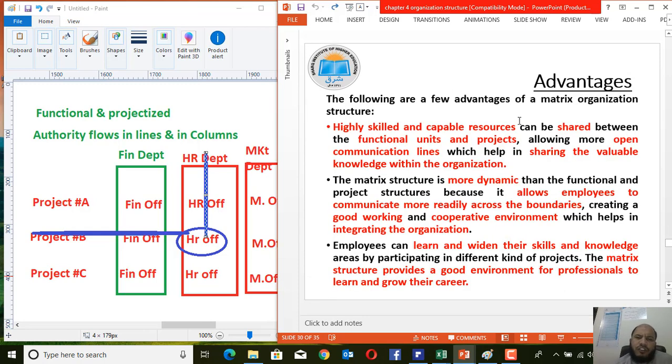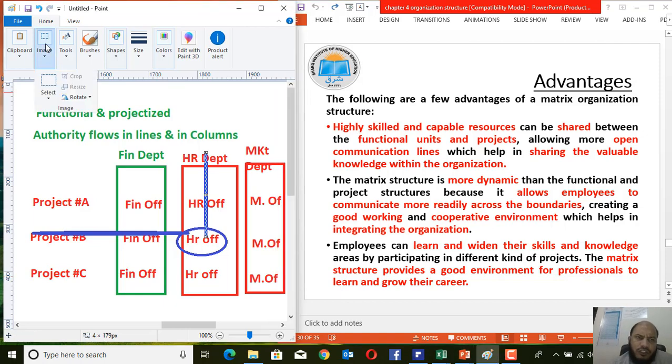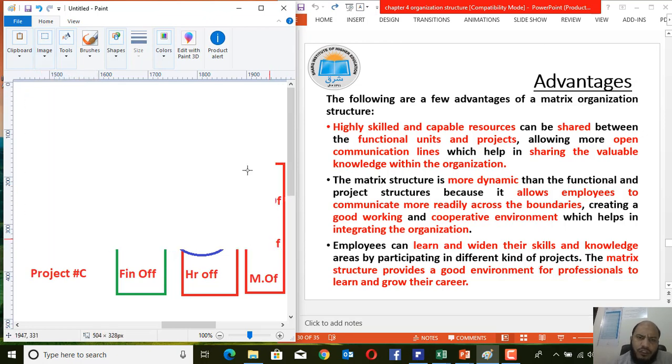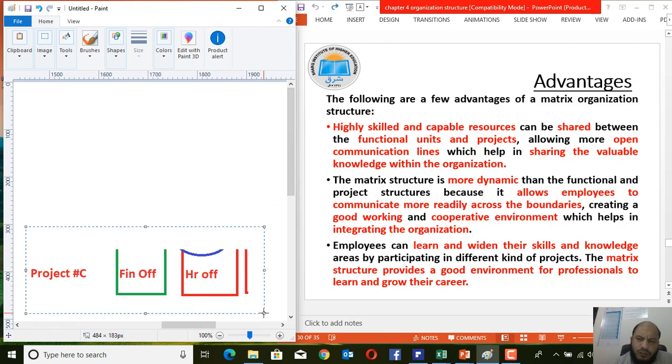So what are the advantages of this structure, any projectized structure? Let's explain the advantages of this structure. We have explained this structure in detail. Now we will explain the advantages of this structure in a bit more detail.